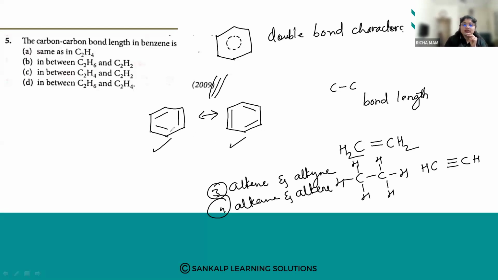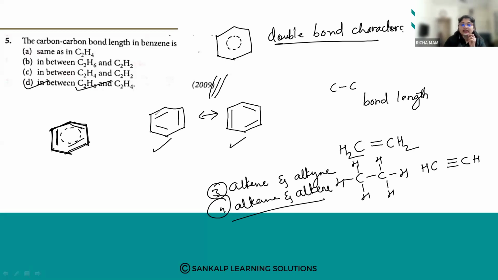Because alternatively single bond and double bond are there, one single bond, double bond, single bond, double bond, and these electrons are delocalized. So all the bonds are the same, as we are seeing. That means they have double bond character. So the carbon-carbon bond length lies between the alkane and the alkene. So option number D. Is it clear? Option number D is the answer.